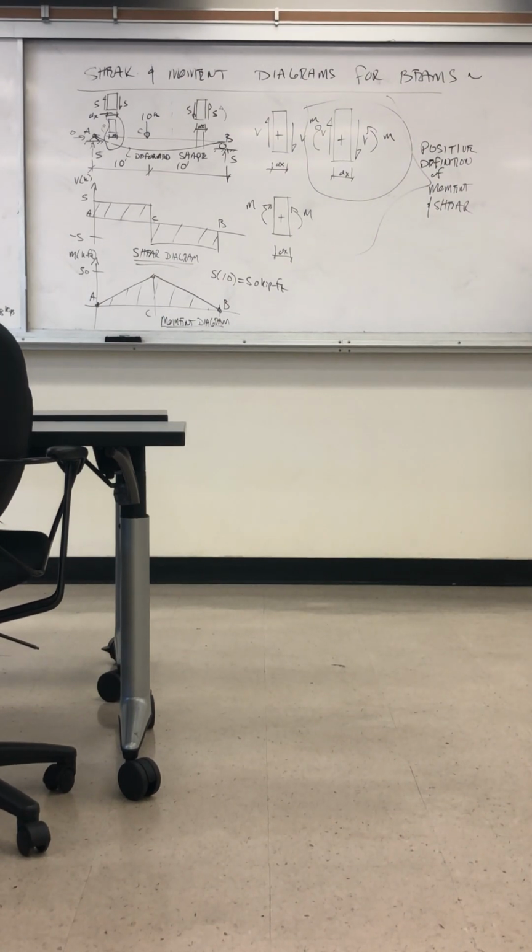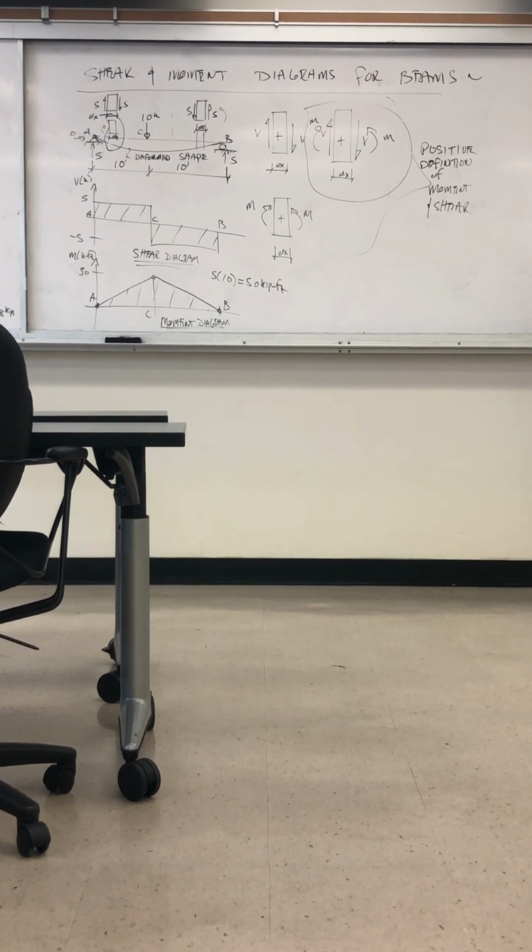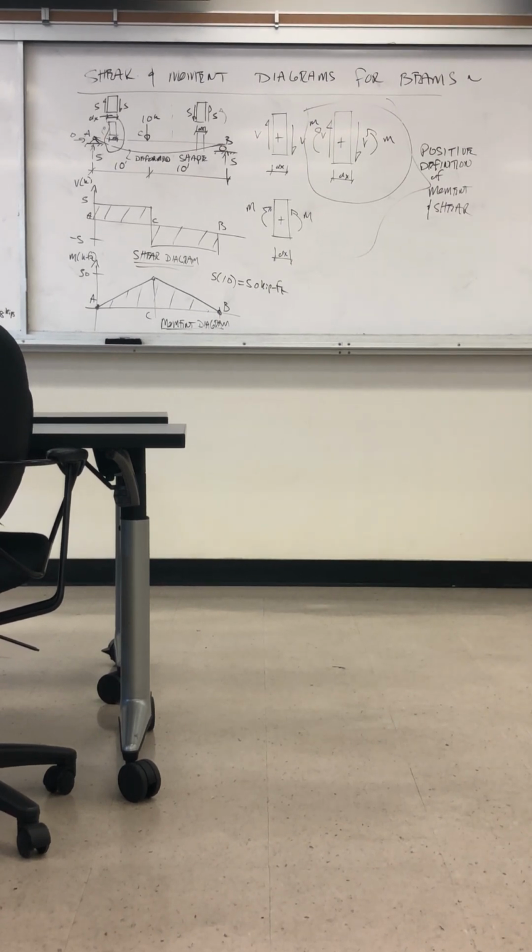Let's look at a distributed load on a beam. Evenly distributed. This is 3 kips per foot, 50 feet long. Deformed shape like this.